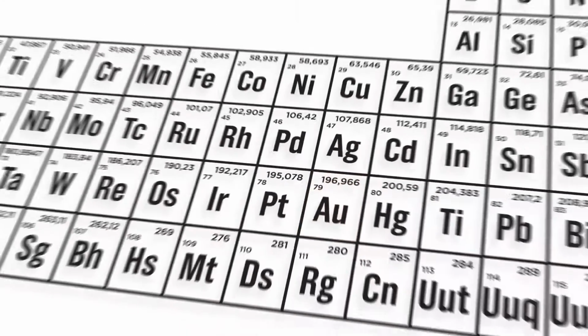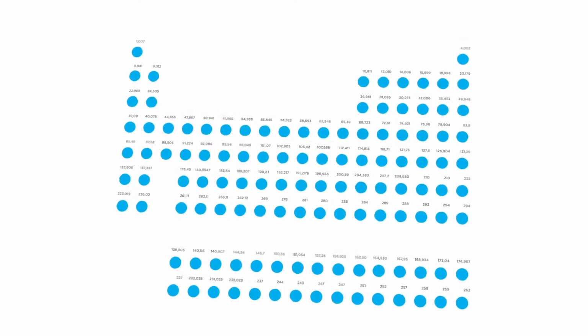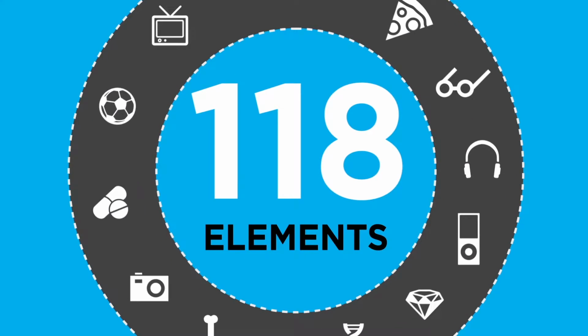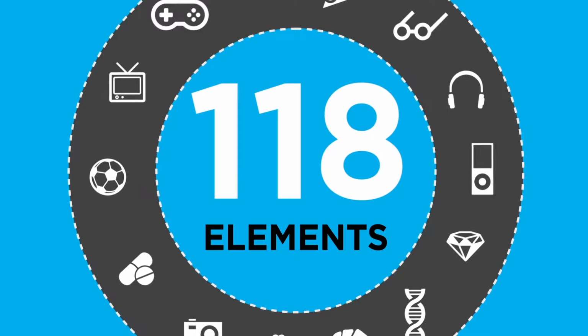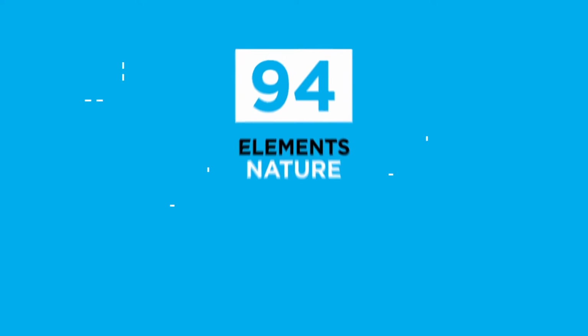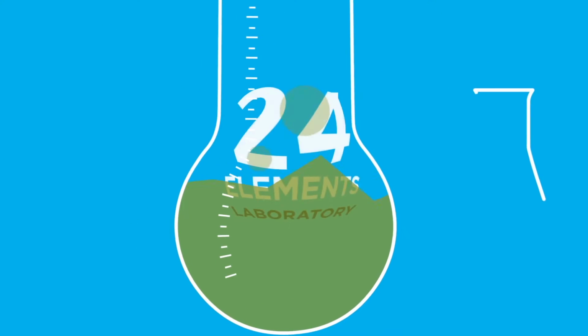But what exactly is the periodic table? The periodic table is a chart that represents all 118 chemical elements that constitute the known universe. Everything around us is made up of at least one of these elements. 94 of these elements can be found in nature, and the rest were obtained in laboratories.